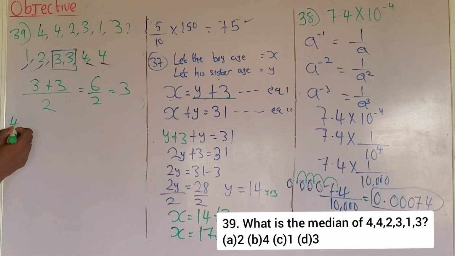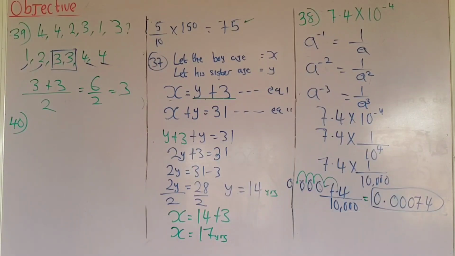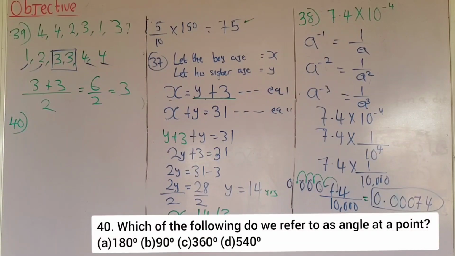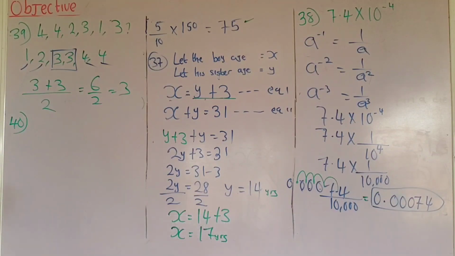Now we have question 40. Which of the following do we refer to as angle at a point? We have 180 degrees, 90 degrees, 360 degrees, and 540 degrees. Don't forget, we have various angles. There is a right angle, that is 90 degrees. We have angles on a straight line, that is 180 degrees. We have angles at a point, that is 360 degrees. The correct option is option C.